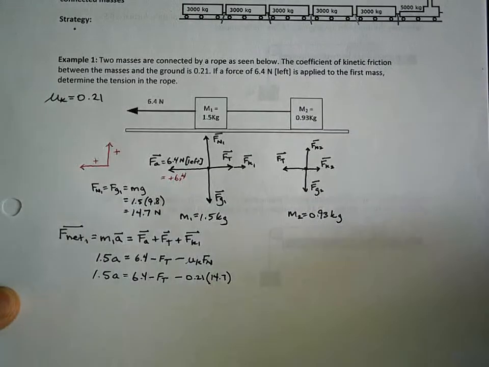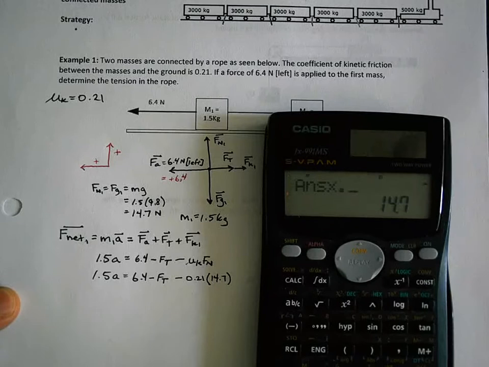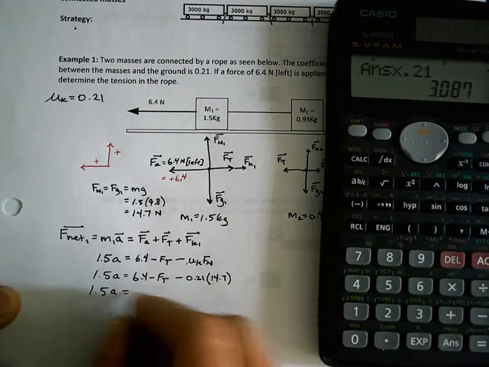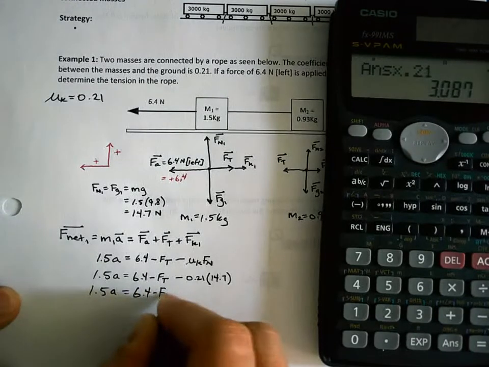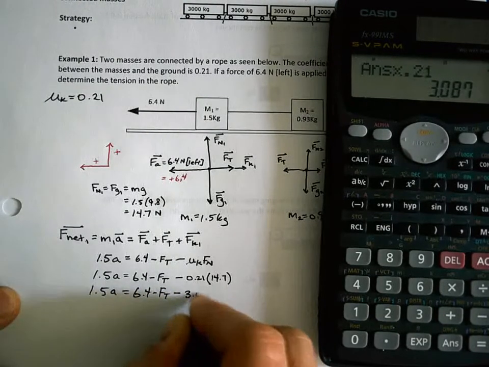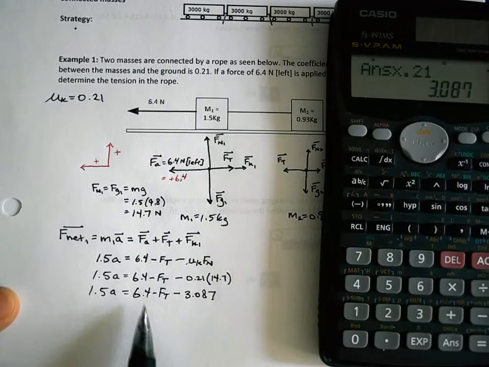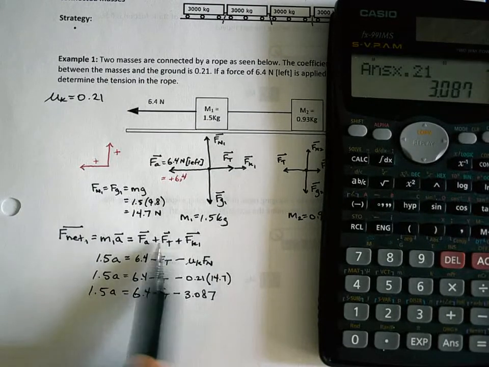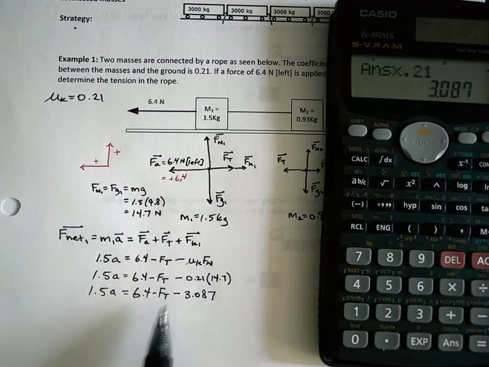I can clean this up a little bit, so I'm going to multiply this by 0.21. 1.5a equals 6.4 minus Ft minus 3.087. Notice how you decide the direction, right? The Ft we know is to the right, so it's negative. Fk we know is to the right, so it's negative.